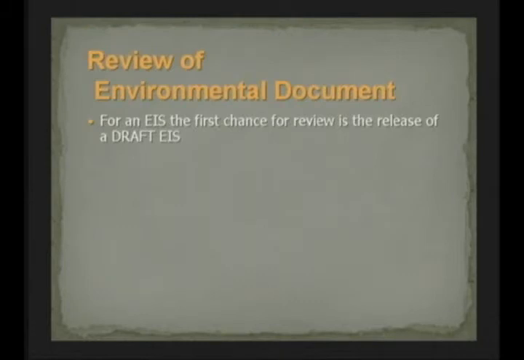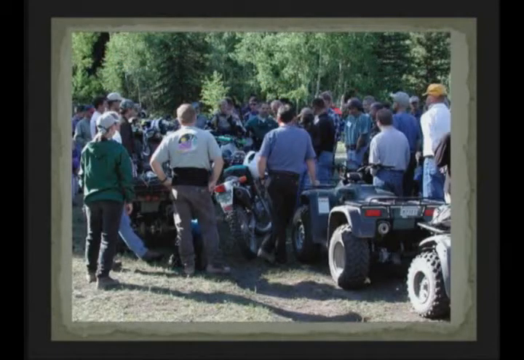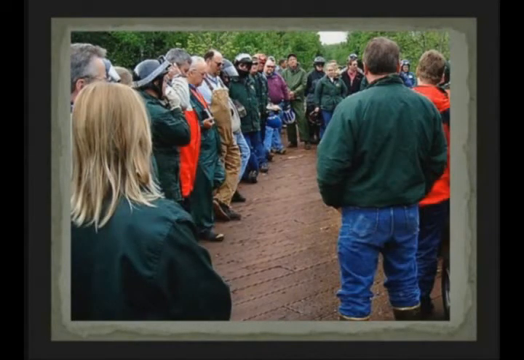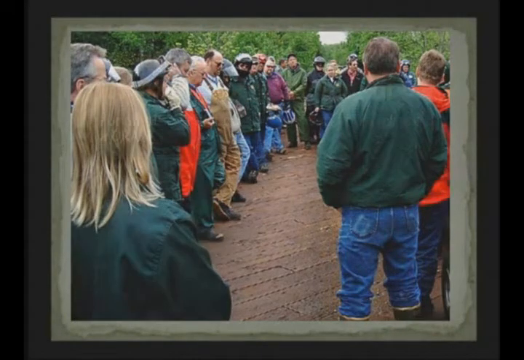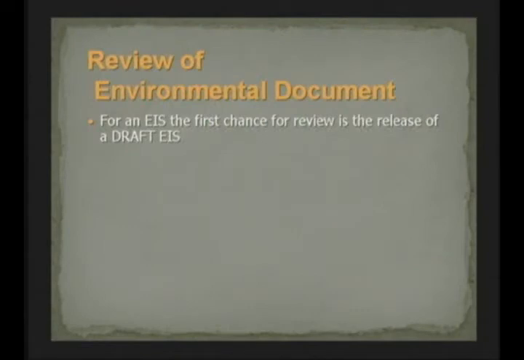Once the analysis is completed and the document is drafted, it will be released for review and comment. This is a critical step because by providing comments, we may have an opportunity to influence the final decision. The first chance to review this is at the release of a draft EIS. Comments are reviewed and answers are developed. They may change the document or decision, or they may explain why they are not making changes. After comment evaluation, they'll release a final EIS and a record of decision.